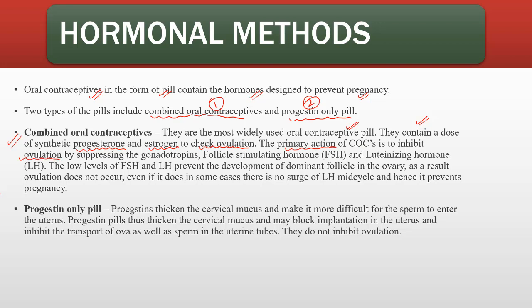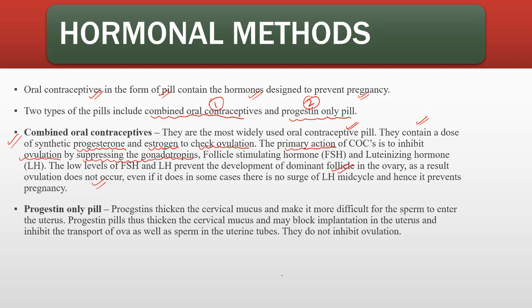The primary action of oral contraceptive pills is to suppress ovulation by suppressing gonadotropins, as I already explained in the previous slide. Follicle stimulating hormone and luteinizing hormone are very responsible for ovulation, especially the LH. Low levels of FSH and LH prevent the development of the dominant follicle, that is the Graafian follicle or matured follicle in the ovary. As a result, ovulation does not occur.